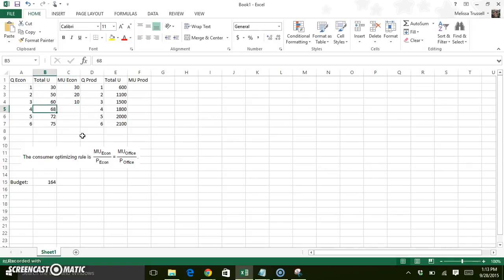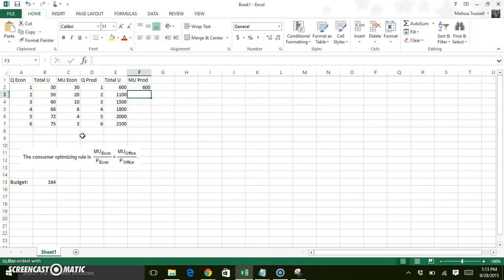For the fourth one, similarly, from 60 to 68, we get an additional 8 out of that fourth one. For the fifth one, we go from 68 to 72, so we get an additional 4. And then for the last one, the sixth one, we go from 72 to 75, so that last one gave us an additional 3 units of utility. We'll do the same thing over here for the productivity app. So our first one, of course, whatever our total utility for the first one is, is the same thing as the marginal utility for that first one.